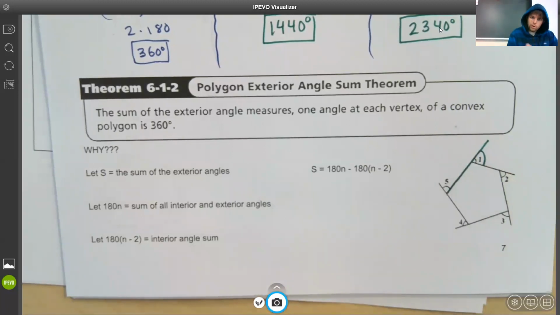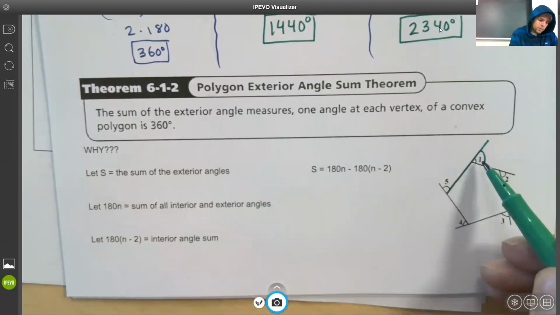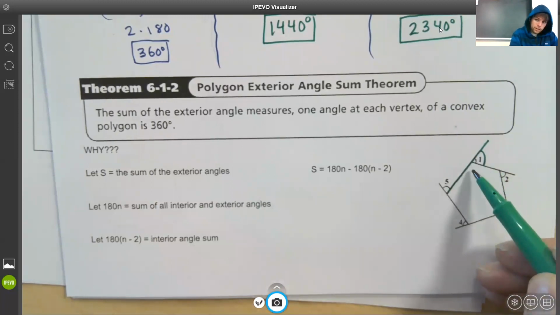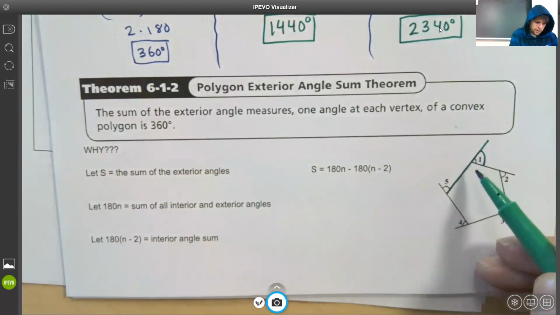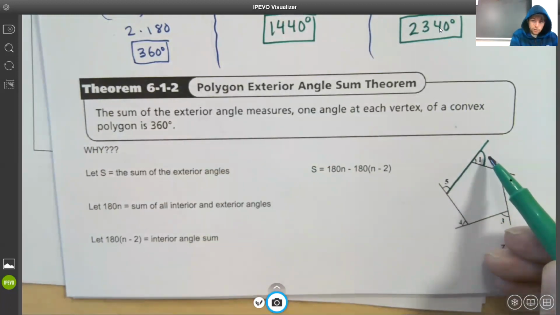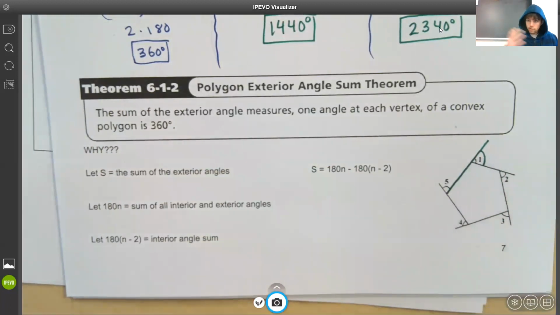Another thing that's important to note is that every single exterior angle and interior angle pair form a linear pair, right? So they're supplementary. So whatever the interior angle is, the exterior angle will be its supplement. So let's say this one's like 108 degrees, then this exterior angle would be 72 degrees, so that they add up to be 180.